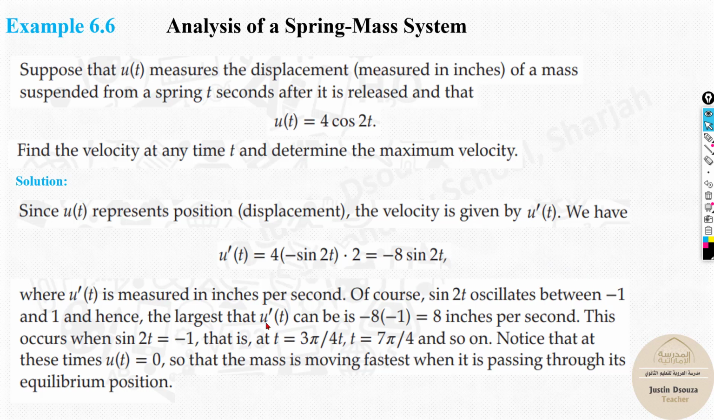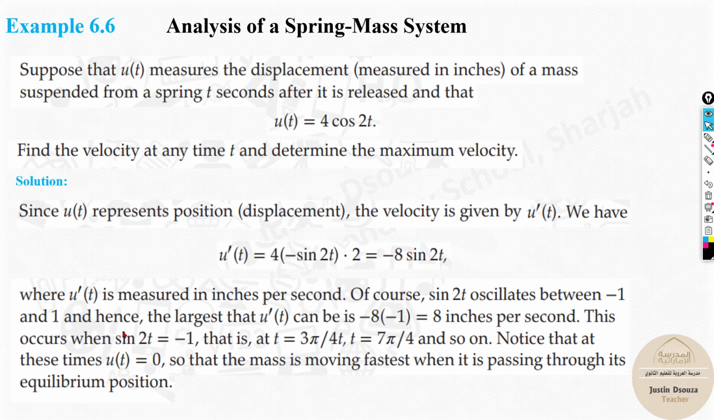So the largest velocity is at minus 8 times minus 1, that is 8 inches per second. Now when does this occur? When sine 2t equals negative 1. That's what it's told. And now here, what time? Now you know sine 2t equals negative 1. This is the maximum velocity. u dash t means velocity, right? So when sine 2t is minus 1, the range is minus 1, it's maximum velocity.